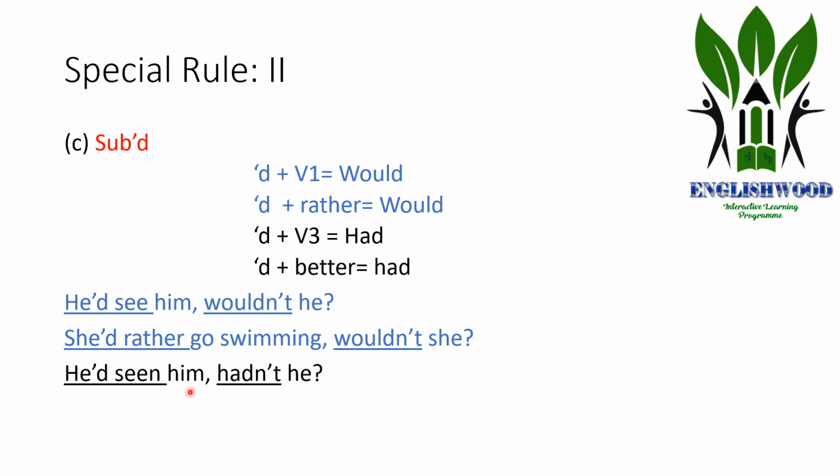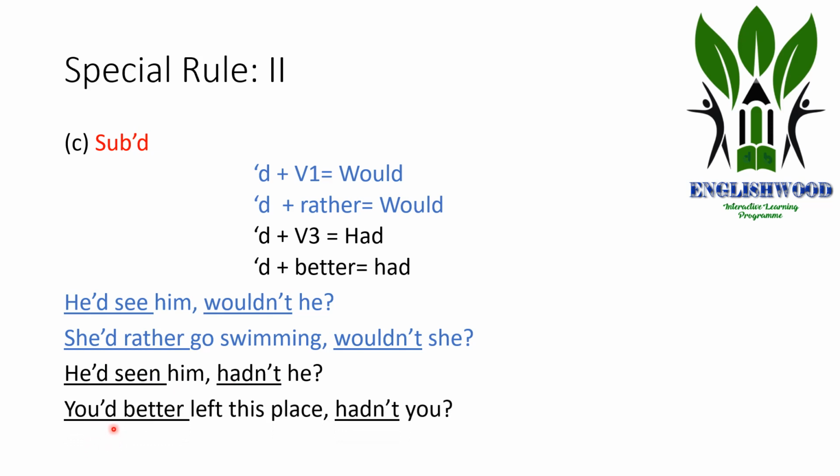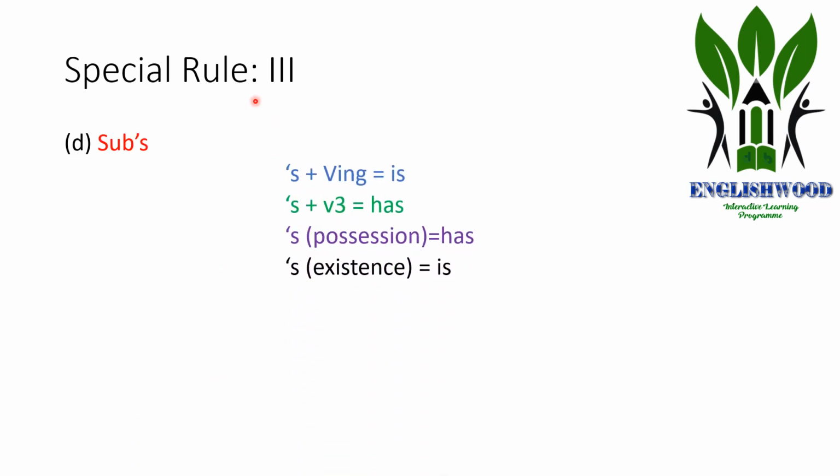But she'd seen him. He'd means he had seen, because had plus verb 3. So therefore this is had, hadn't he. Now, you'd better leave this place means you had better, so hadn't you. So remember, this is the structure they often ask in the exam.